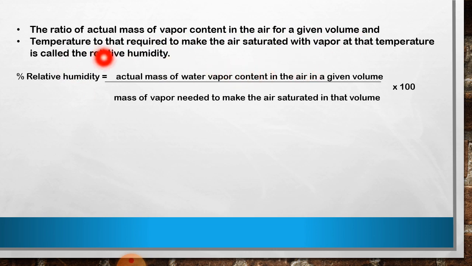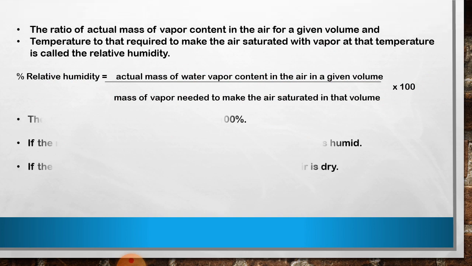The ratio of actual mass of vapor contained in the air for a given volume and temperature to that required to make the air saturated with vapor at that temperature is called the relative humidity. So the percentage relative humidity is equal to the actual mass of water vapor contained in the air in a given volume divided by the mass of water needed to make the air saturated in that volume, into 100. This is a very important formula regarding your numericals. Okay, so please remember this formula.